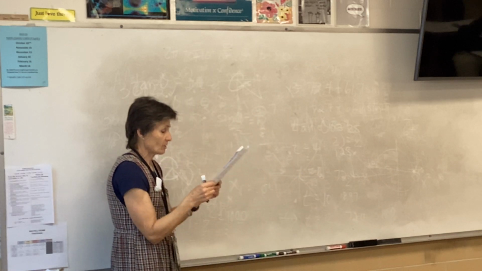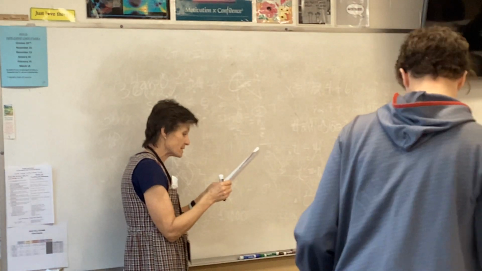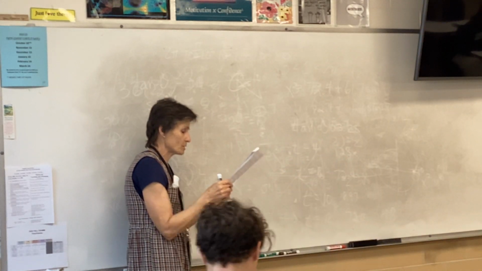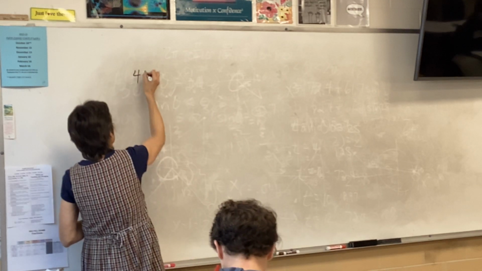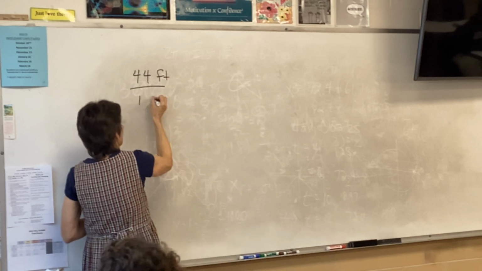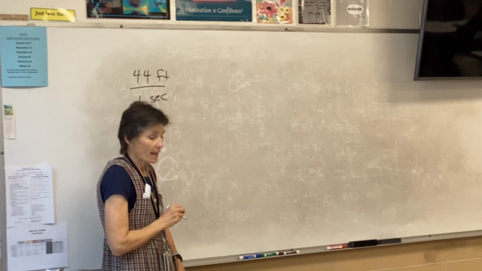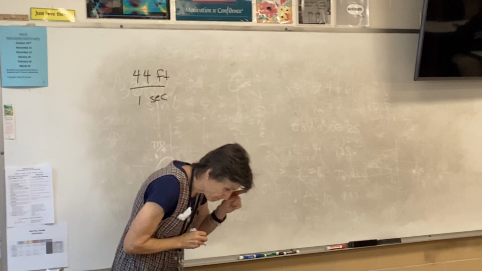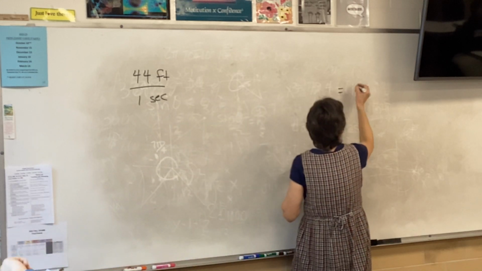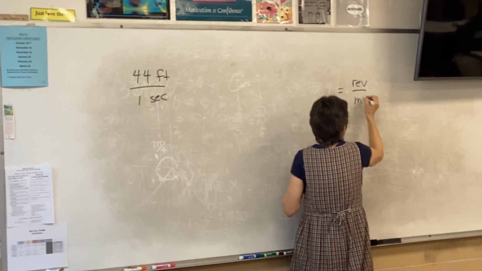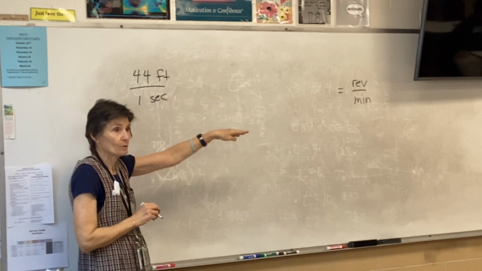Kathy races on a bicycle with 13-inch radius wheels. When she is traveling at a speed of 44 feet per second, how many revolutions per minute are her wheels making? Every time I do one of these, I start with what I'm given, which is 44 feet per 1 second. And then I keep track of what I'm looking for: revolutions per minute.